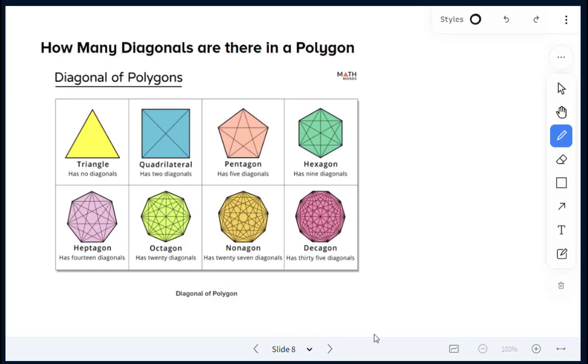All right, so just looking at how many diagonals there are in different polygons. A triangle has no diagonals because we cannot connect a vertex to another vertex that's not beside each other. Quadrilaterals, those are four-sided figures, have 2 diagonals. A pentagon has 5 diagonals. A hexagon has 9 diagonals, which we saw, and so on. A heptagon has 14. An octagon has 20. A nonagon, which is 9-sided, has 27. A decagon, which is 10-sided, has 35 diagonals.